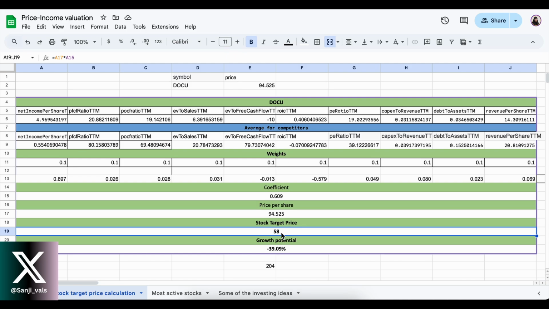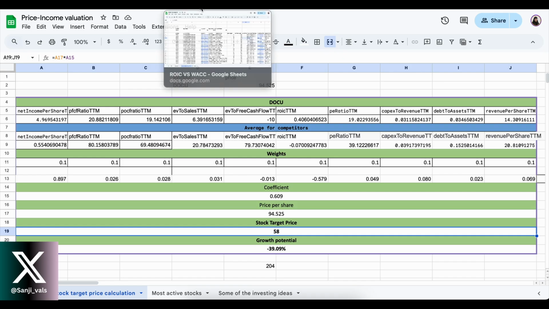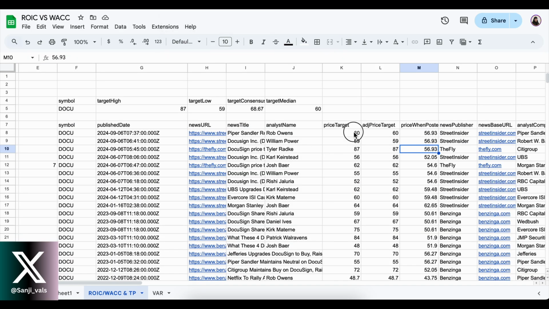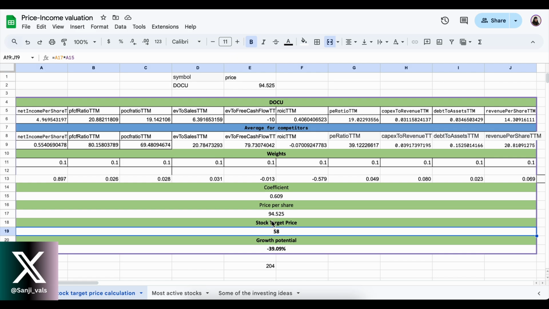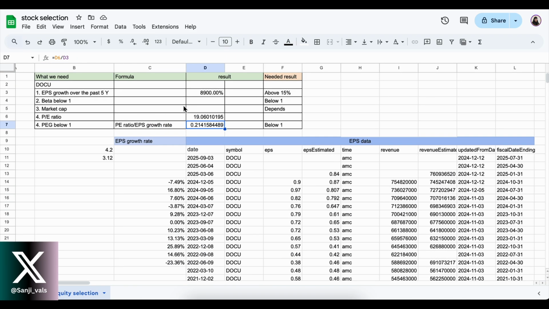And as you can see, this target price of 58 aligns with the target price that we extracted among different analysts. As you can see, the last target price was initiated by this investment analyst, and he calculated the stock target price around 60, and we have a stock target price of 58, which means that DocuSign is overvalued based on the DCF model, but it is undervalued based on the PEG ratio that we saw.